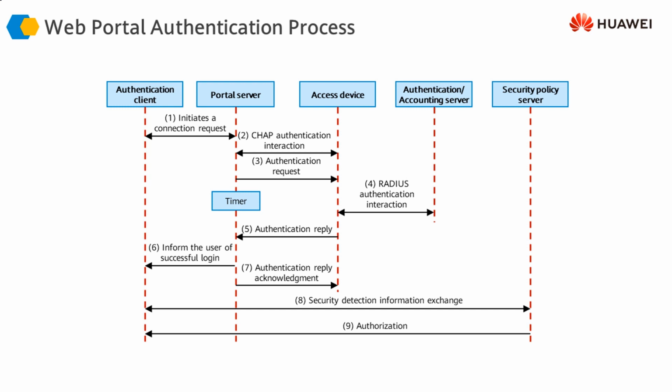This RADIUS server tells this switch or access device that yes, the username and password are correct. This information is passed on to the portal server. The portal server displays to the user that your credentials have been accepted successfully, the username and password are correct, and you can now log on to the network. And then the user acknowledges that, and the user is connected to the infrastructure and can access the network resources based on whatever policies we have implemented for this user.